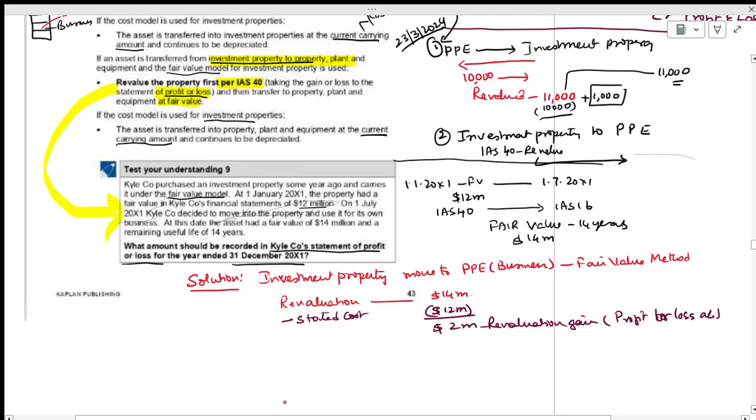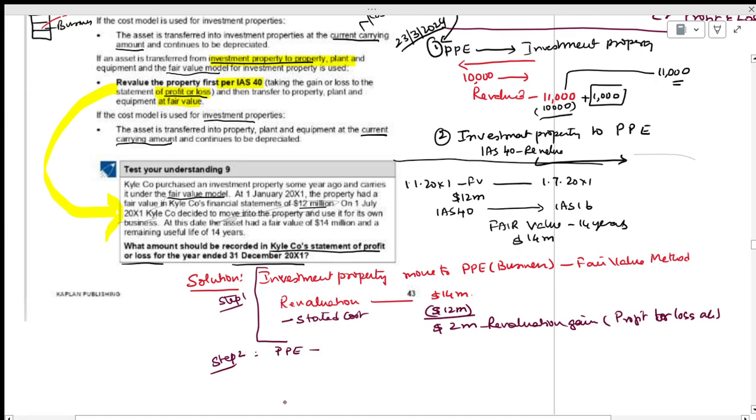Now they are transferring it to property, plant and equipment. This is step 1. Now what is step 2? Step 2 is they are converting to property, plant and equipment.